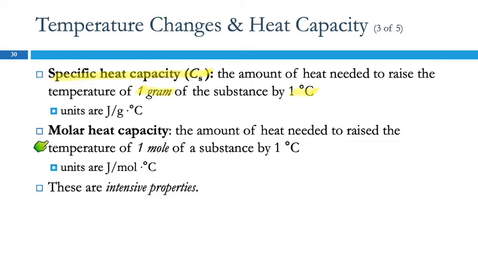We'll also sometimes see a molar heat capacity. So that's the amount of heat needed to raise the temperature of 1 mole by 1 degree Celsius. So the units for specific heat capacity are joules per gram degree Celsius. For molar, it's joules per mole degree Celsius. These are intensive properties. Like density, they can be used to identify a substance.